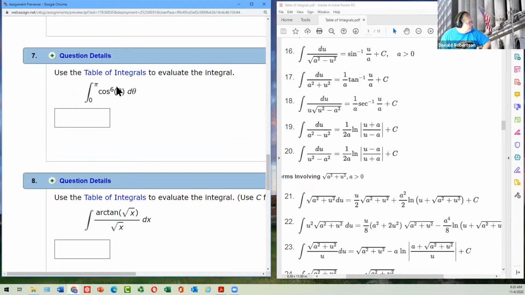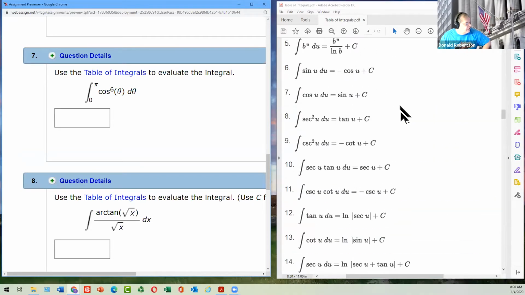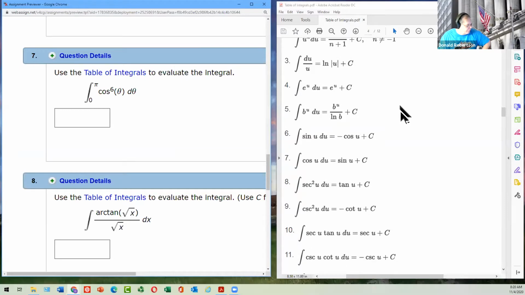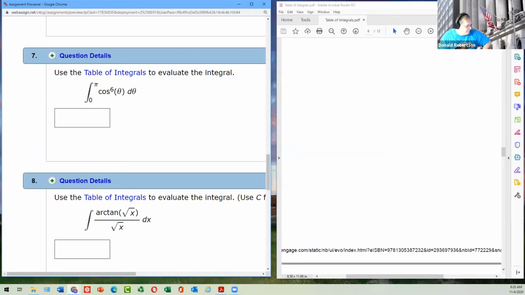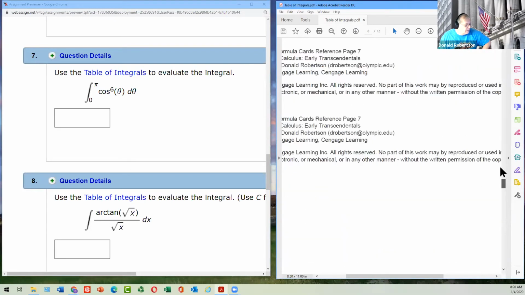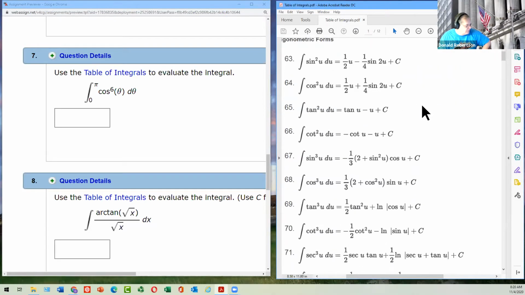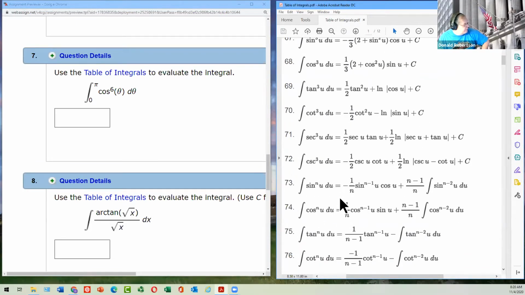Straightforward table of integrals. Number 7 is a little bit different. You're being asked to find this integral cos 6. So I'm going to find the guy that's got a cos something in it. Okay, where are you hiding? Cosine squared. Here we are. Cos to the 6th power is going to be number 74. So let me show you how you use that one. I won't do the integral from 0 to pi part. That you can do yourself.